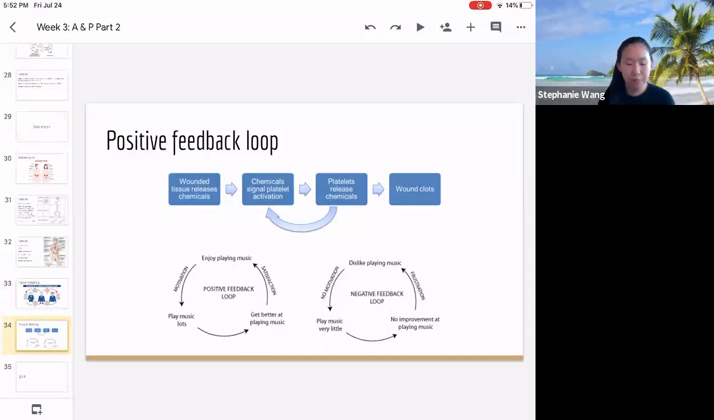So for example, if you have a blood clot or a wound, then the platelets will secrete various chemicals that trigger each other to amplify the potential of the blood clot. So that is an example of a positive feedback loop. Notice that there's a stimulus, and then that stimulus goes back to itself to increase that stimulus, so that you increase the potential of a response.